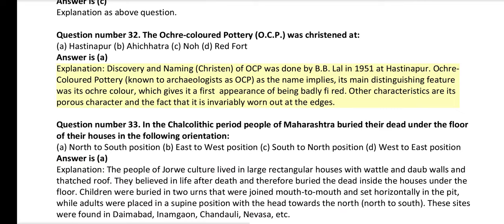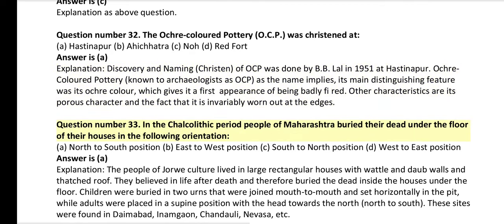Explanation. Discovery and naming, christening, of OCP was done by B. B. Lal in 1951 at Hastinapur. Ochre-colored pottery, known to archaeologists as OCP, as the name implies, its main distinguishing feature was its ochre color, which gives it a first appearance of being badly fire-red. Other characteristics are its porous character and the fact that it is invariably worn out at the edges.